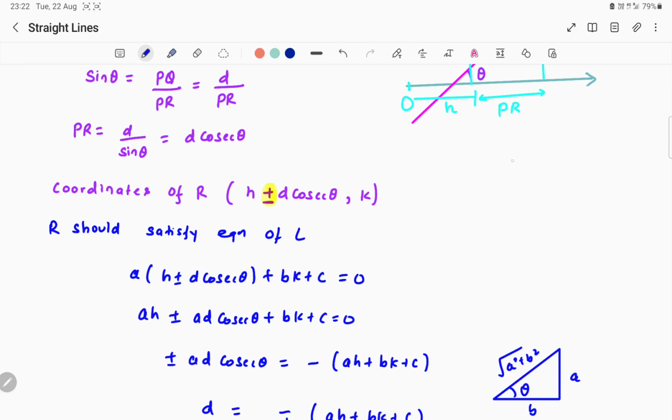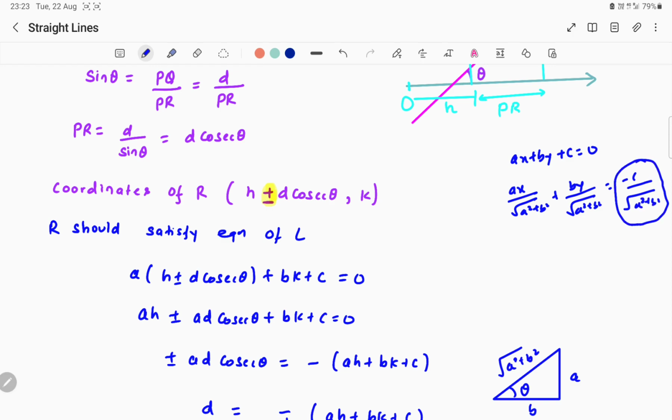So you think like this: do you remember I told you that ax plus by plus c equal to 0 can be converted into normal form, and what was the equation? It was ax by root under a square plus b square plus by by root under a square plus b square, which is equal to minus c by root under a square plus b square. And what was this? This was the perpendicular distance from the origin.